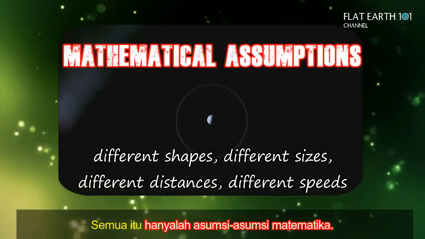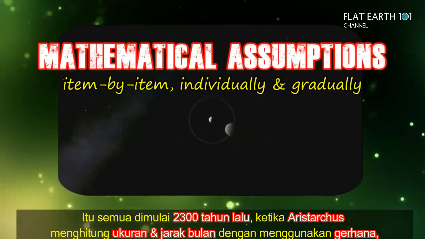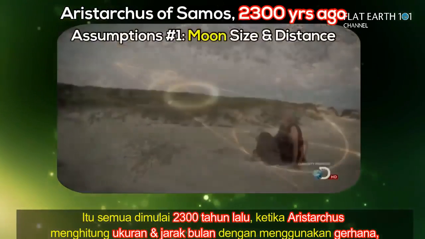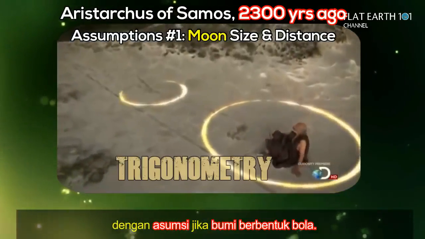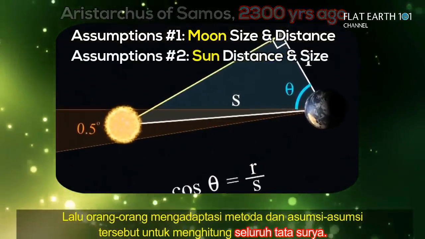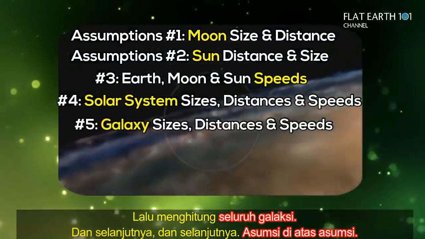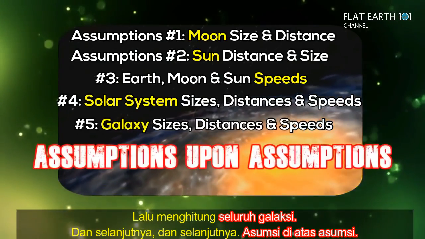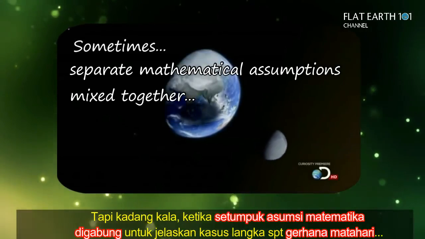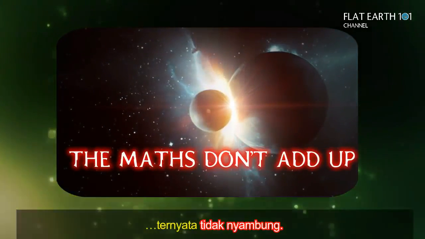It's only mathematical assumptions. They calculated one by one, gradually and individually within thousands of years. It all started 2,300 years ago when Aristarchus calculated the size and distance of the moon using eclipses, based on assumptions that the earth was a ball. From those assumptions, he calculated the size and distance of the sun. Then people adapted his method and assumptions to calculate the whole solar system, then the whole galaxy, and so on and so on. Assumptions upon assumptions. But sometimes, when a bunch of mathematical assumptions mix together to explain rare cases like a solar eclipse, they just don't add up.